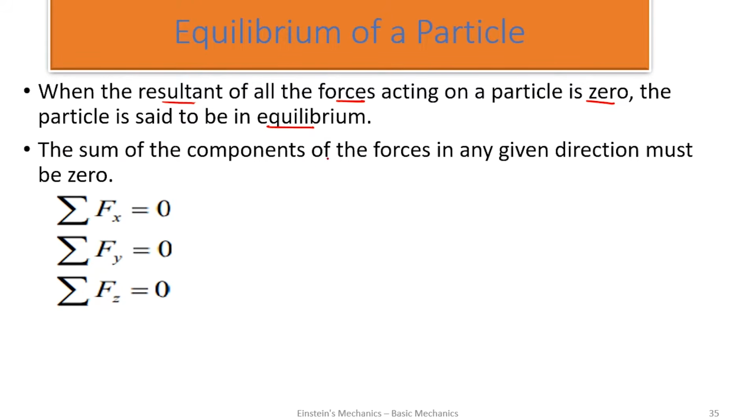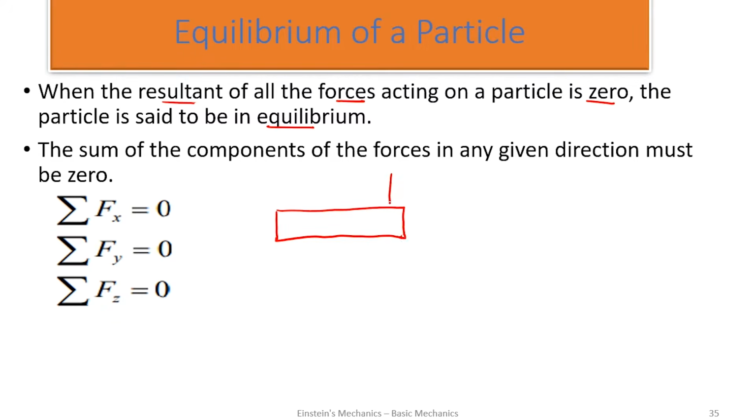The sum of the components of the forces in any given direction must be zero. So if we have a body and we sum forces along the x and we get zero, we sum forces on the y and we get zero, and forces on the z and we get zero, that particular three-dimensional body is in equilibrium. And if it is two-dimensional, the summation on the x and y should be zero. So let's consider this two-dimensional body and look at how equilibrium is established.